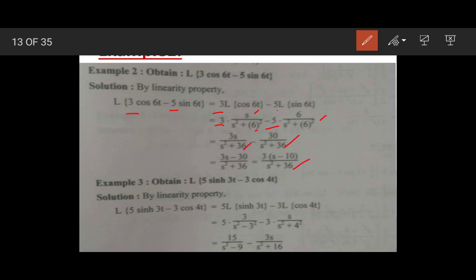That is the common denominator. Now from the numerator we can take 3 common. So it will be 3 into s minus 10 upon s square plus 36. Okay, let's see one more example.